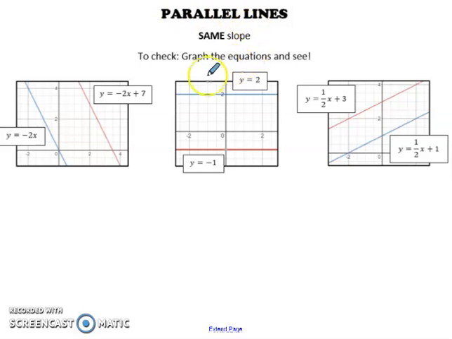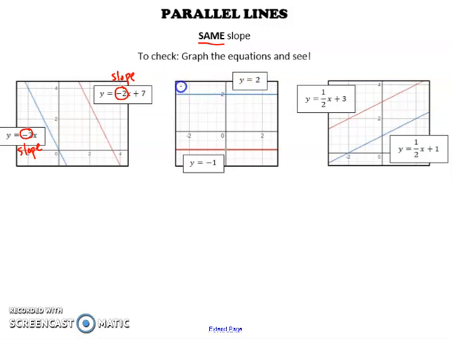All right, so let's look at some parallel lines. What we need to know right now is that they have the same slope. And we can use the calculator to check by graphing our equations and seeing are they actually parallel. So look, we have these two graphs. My slope is -2. My slope is -2, right? Same slopes means it's parallel.